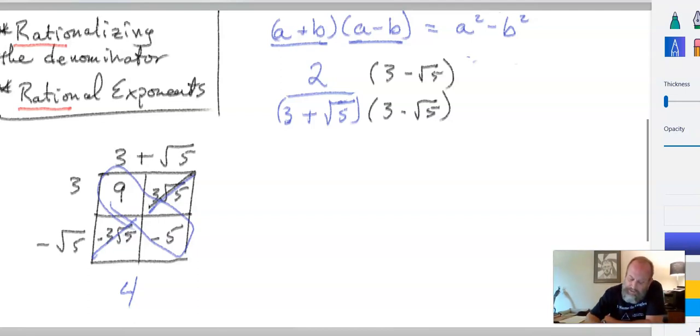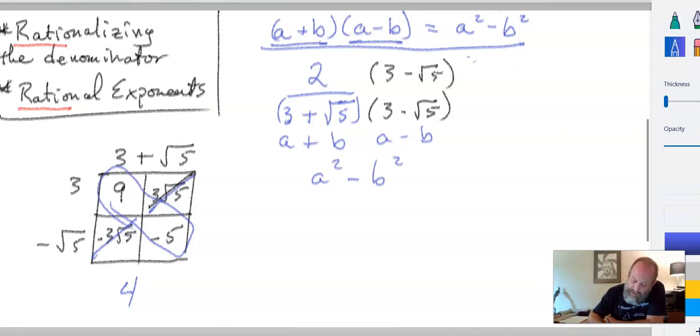Since this is a plus b times a minus b, I know that the answer is going to be the difference of squares, right? And that's from this property up here. What I can do is say, oh, well, this is a plus b, and this is a minus b. So that means what I should get is a squared minus b squared. Well, a is 3, so this is 3 squared, and b is root 5. So I have root 5 squared. So if you just square both terms and subtract them, you'll get your answer.